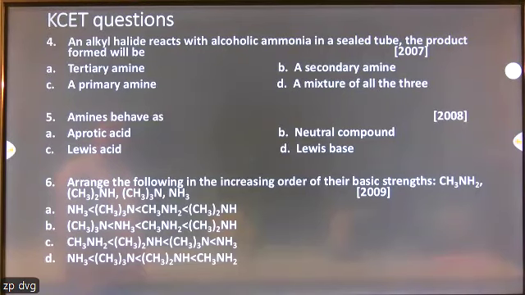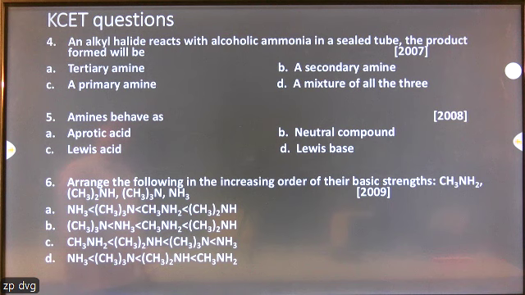Fourth question. An alkyl halide reacts with alcoholic ammonia in a sealed tube. The product formed will be. So there are four options. A tertiary amine, B secondary amine, C a primary amine, D a mixture of all the three.